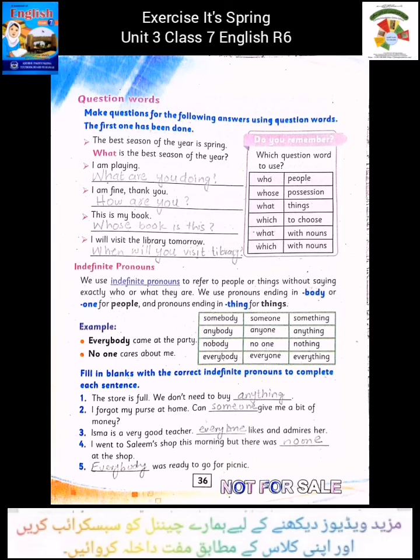Indefinite pronouns. We use indefinite pronouns to refer to people or things without saying exactly who or what they are. We use pronouns ending in body or one for people and pronouns ending in thing for things. So indefinite pronouns are the words that we use when we are not actually taking the name of a thing or person.